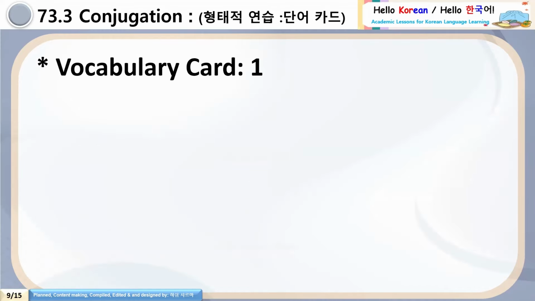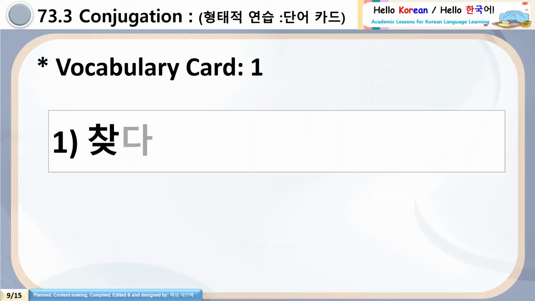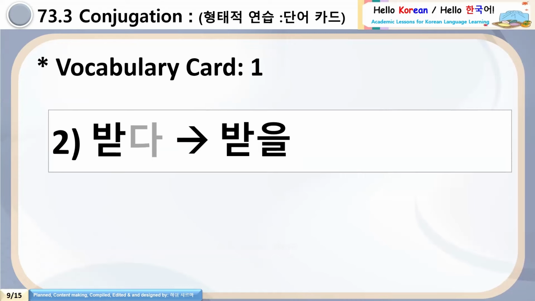Now it's time to do some practice with the vocabulary cards. Do the conjugation. Number 1, chatta. Very simple. Remove da. Pachim is soyo. What will you add? Ul. It will be chajal.